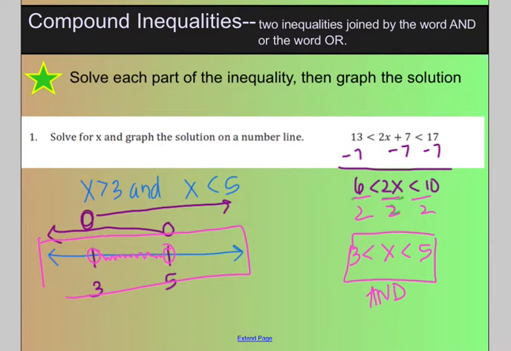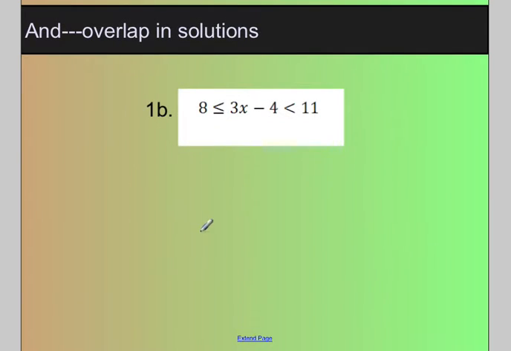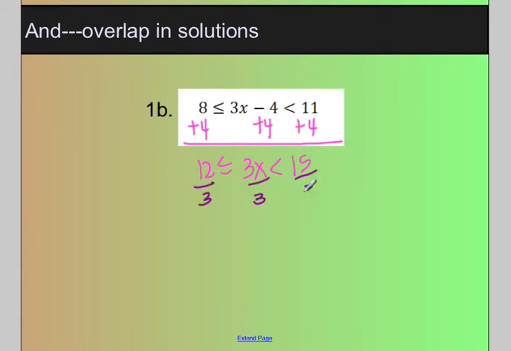Alright, let's move on to example B. I would recommend that you pause the video and do B on your own, and then come on back. So hopefully you've had time to pause the video. I'm going to go ahead and add 4 first. So I have 12 is less than or equal to 3x is less than, this will give me 15. Now I would divide each piece by 3 to get x by itself. So I have 4 is less than or equal to x is less than 5.